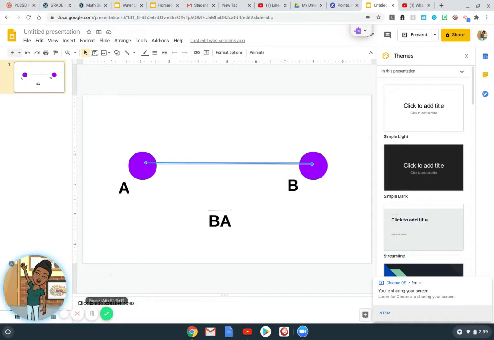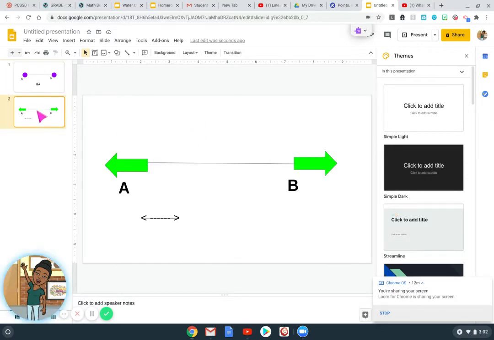Its length can be measured because there is a starting point and an end point. So we have a line segment with two clear endpoints, and that is marked by these circles. Remember, a circle is the end.